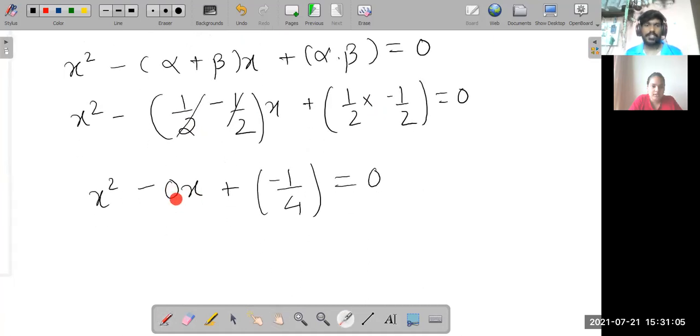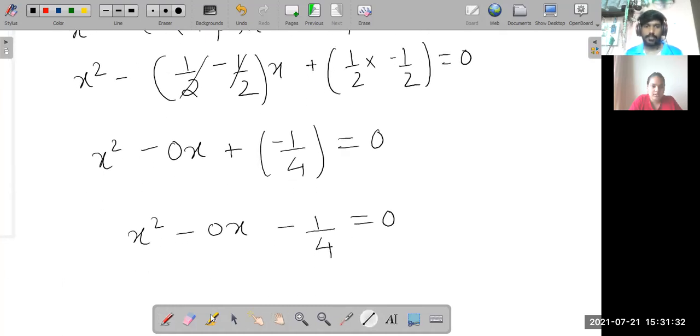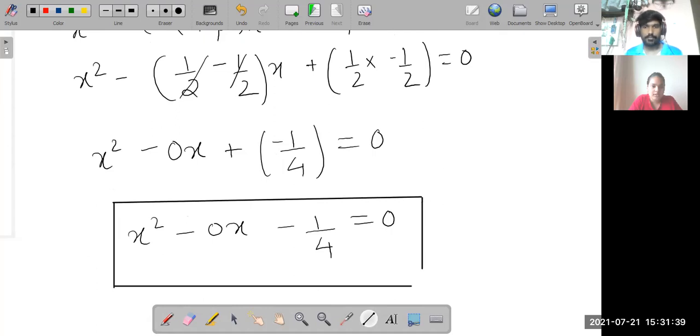Now this 0x is okay if you don't write it. So x square minus 1 upon 4 is equal to 0. But if you want to write it in the general form, you write it. Our school has said that the last answer should be in the general form. Okay, so we'll write it in the general form then. So this is the general form and the final answer: x square minus 0x minus 1 upon 4 is equal to 0.